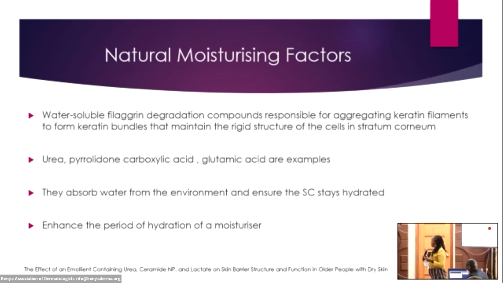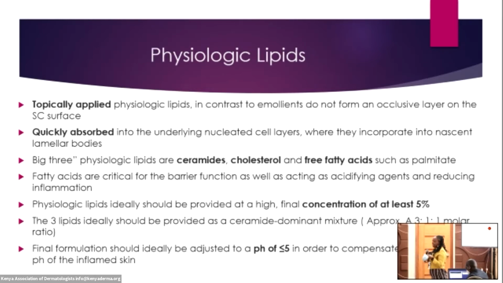So natural moisturizing factors are water-soluble filaggrin degradation compounds. So they're actually a byproduct of your normal skin cell function. You have products like urea, pyridine carboxylic acid, glutamic acid. They usually absorb water from the environment and ensure that the stratum corneum stays hydrated. And they also enhance the period of hydration of a moisturizer. So sometimes these are manufactured and added to moisturizers as a way of enhancing the amount of time during which that moisturizer can stay functional.